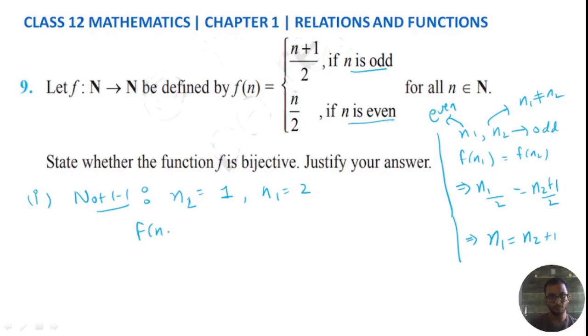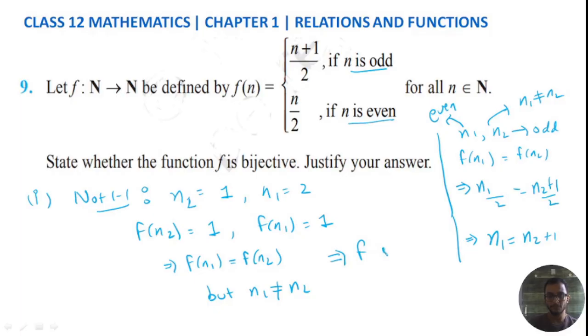Then what will be f of n2? As it is odd, it will be (1 plus 1) divided by 2, that is 1, and f of n1 will be 2 by 2, that is 1, which shows that f of n1 equals f of n2, but n1 is not equal to n2, which shows that our function is not 1-1, and hence not bijective, right? Did you get it?